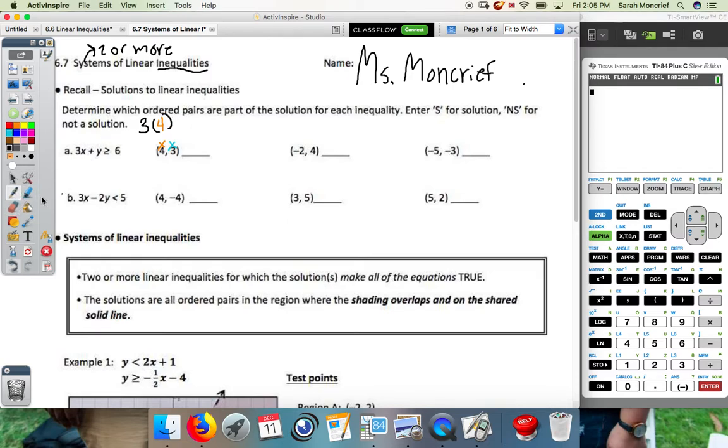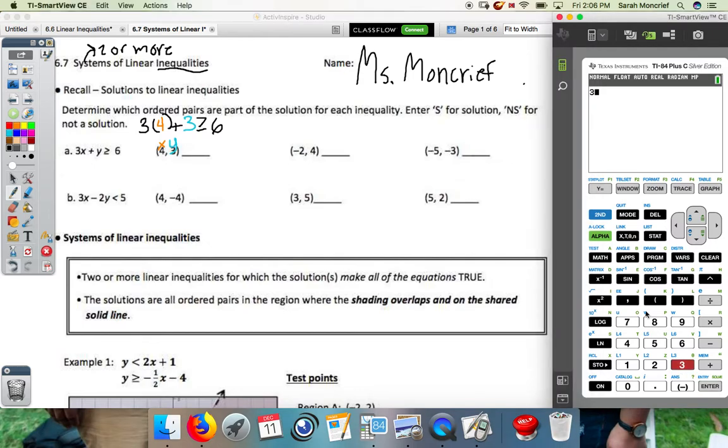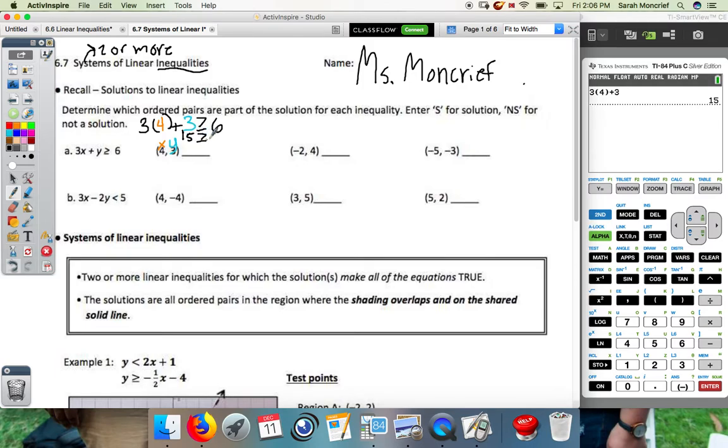Oh, I just realized I wrote x over this 3. My bad, that should say y. Plus, and what was my y? 3 is greater than or equal to 6. Now, I know we probably know what 3 times 4 is and add 3, but to save some time, we can just put in 3 times 4 plus 3. Let's see what we got. We got 15. So we have 15 is greater than or equal to 6. Is that true? Yes or no? Yes, so this is in fact a solution.